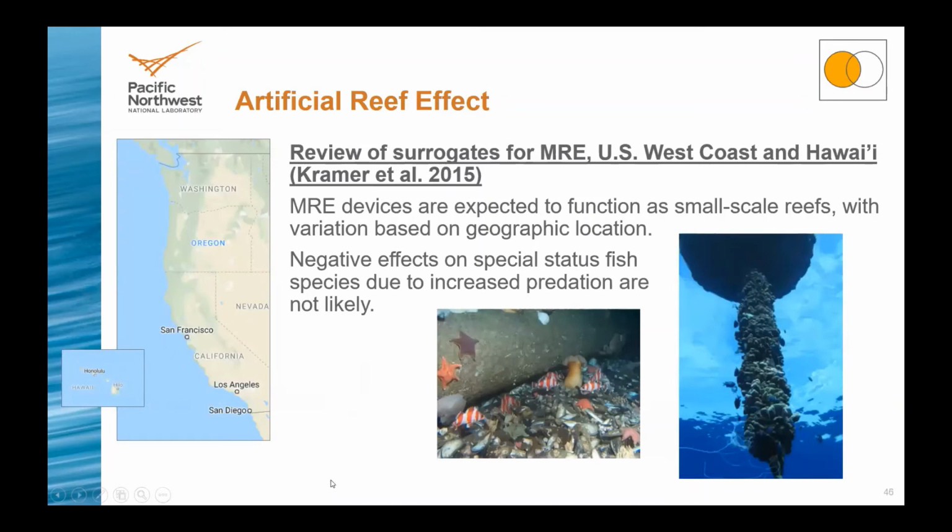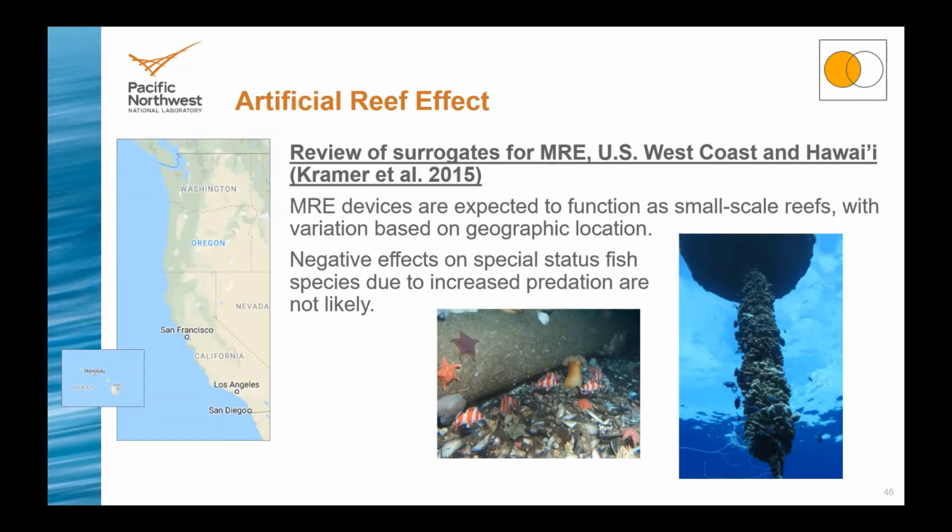This literature review provided a comprehensive look at comparable devices that could act as surrogates for MRE devices to understand potential artificial reefing effects, specifically across the United States West Coast and in Hawaii. The review finds that wave and tidal devices placed on or near the seabed in coastal waters of the US West Coast and Hawaii likely will function as small-scale artificial reefs and attract potentially high densities of reef-associated fishes, and that water column and surface expression of devices in Hawaii will function essentially as a fish aggregating device, with species assemblages varying by distance to the shore and depth.